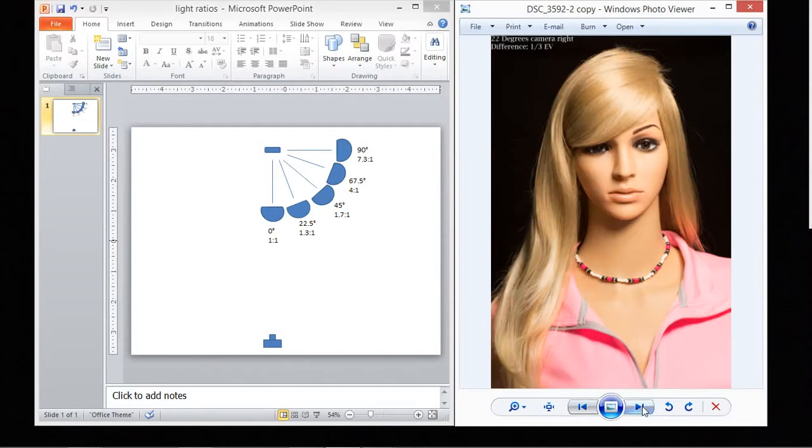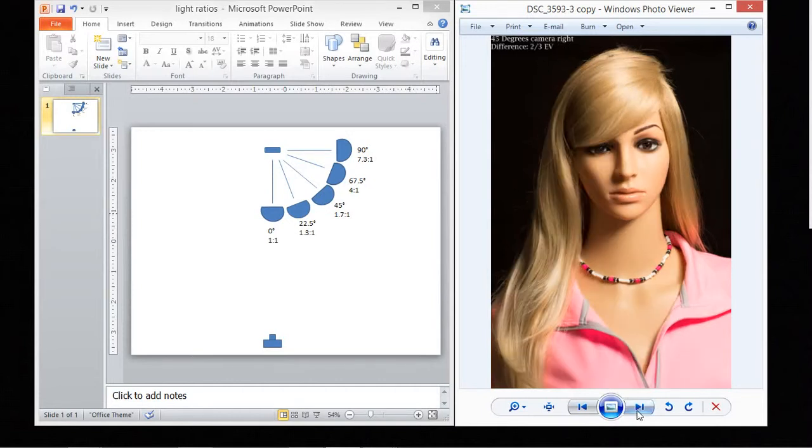Okay, so here we're at 22 degrees now, camera right, and the difference is 1/3 of a stop. This means that for every 1 unit of light over here, there's 1.3 times as much light on this side of the face. So we're at 1/3 of a stop.